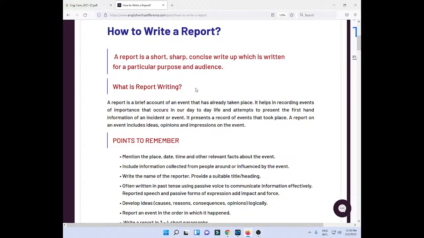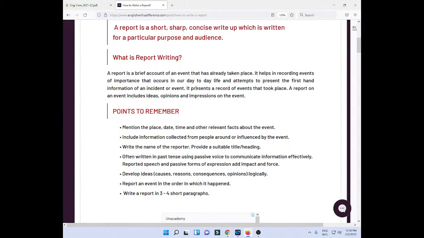Now, a report can also be of an event. Suppose the annual day of your school, or say the investiture ceremony, or the farewell ceremony. So this is a report of an event. An incident can be an accident, or it can be about an election. It can be about any real life incident that takes place in our day-to-day life. So a report can be about an event, or it can also be about an incident.